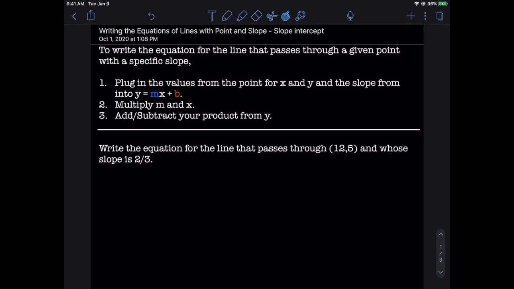Hello there! Today we're going to be talking about finding the equation of a line, given a point on the line and its slope. Now we're going to be doing this using just regular old y equals mx plus b, also known as slope-intercept form.